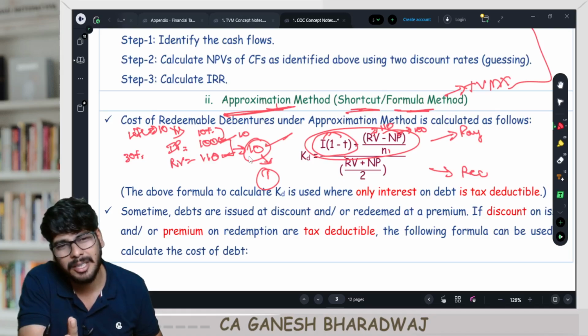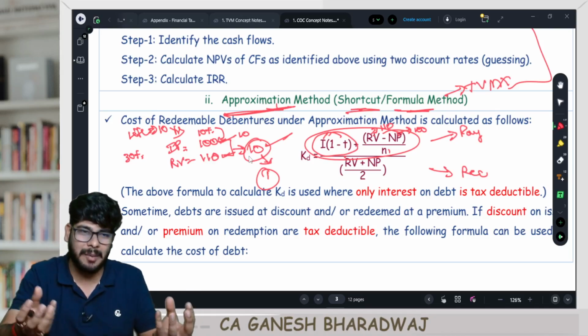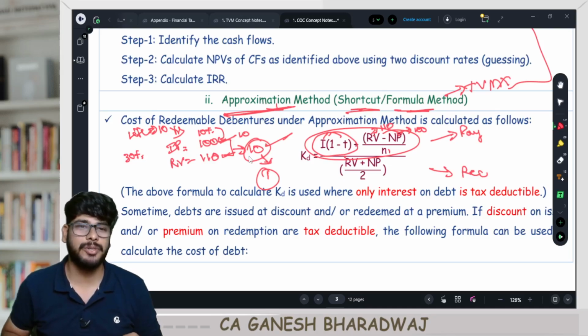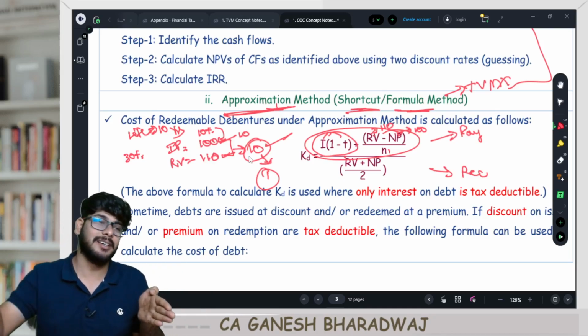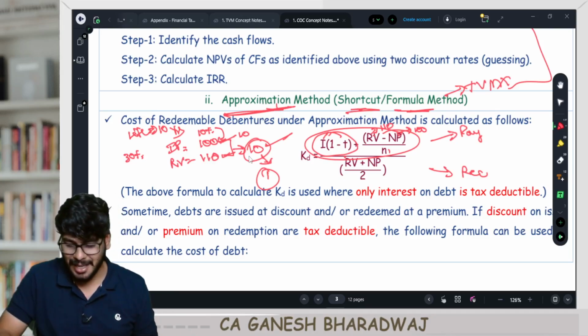Logical, guys. The denominator is what? Your debenture capital. One more confusion: sir, which one do I need to take? The opening capital, that is my issue value, or should I take my end redemption value? No confusion. Take a simple average of the two.